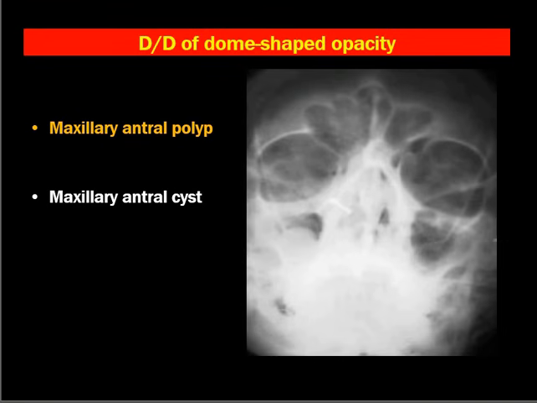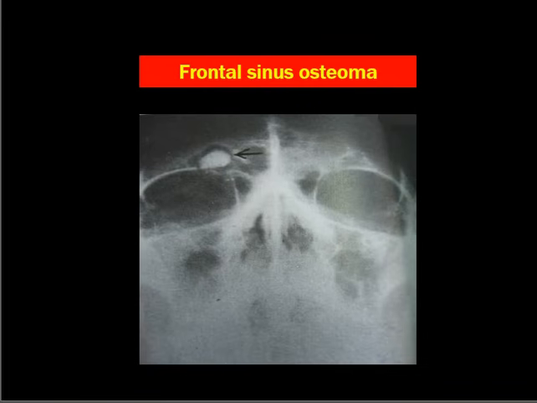So DD of dome-shaped opacity of the maxillary sinus. Most commonly asked question is the maxillary antral polyp or maxillary antral cyst. Okay, antral polyp, not antrochoanal polyp. You can see the convex upwards because this is a solid substance, and a cyst is a wall-lined structure.